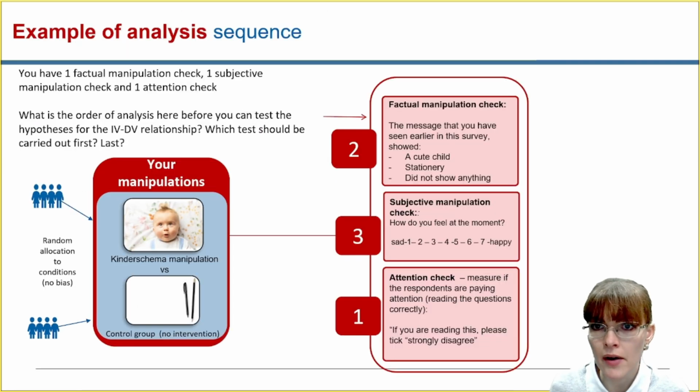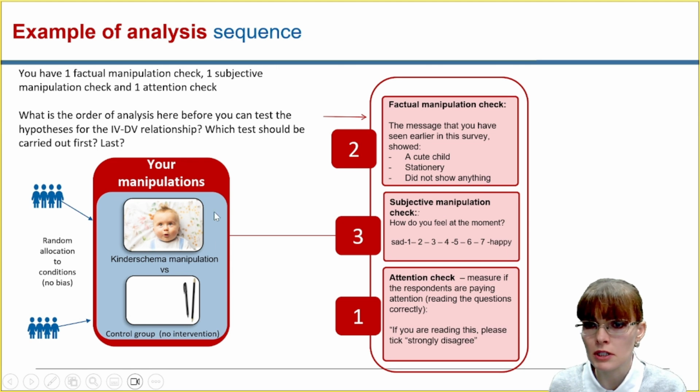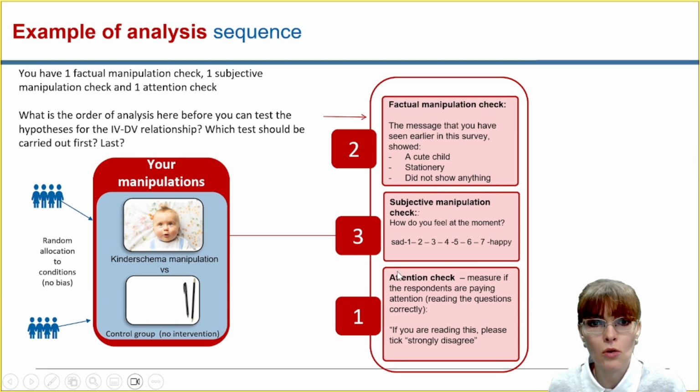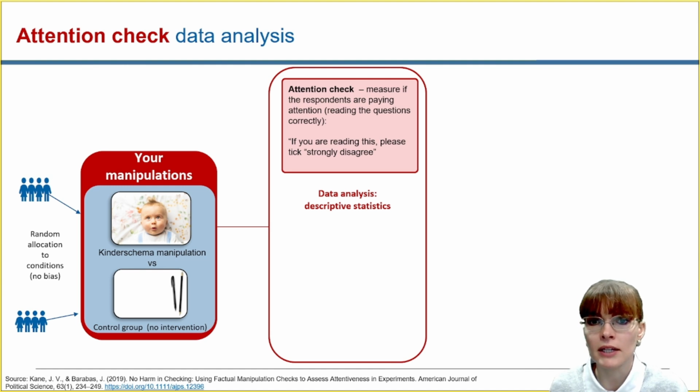Let's have a look now at the actual analysis and the sequence in more practical and technical aspects. Let's stick with our simpler experimental design where I have only two groups, kinder schema and the control group. Here on the screen, I have the example of the attention check that are used, which I should analyze first, then factual manipulation check, that's my personal preference, and then the subjective manipulation check. And now let's have a look at the attention check.